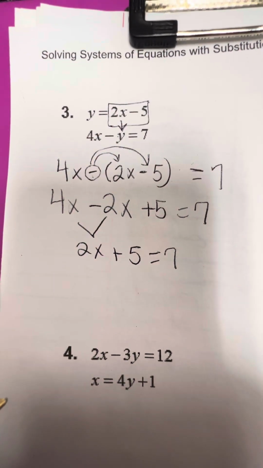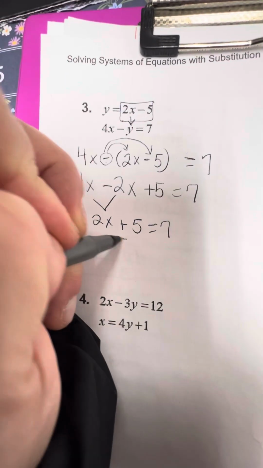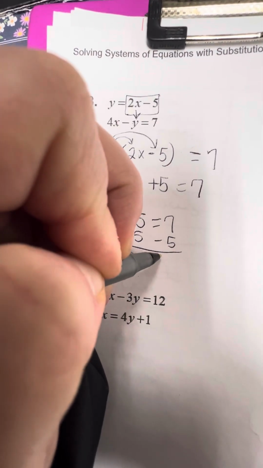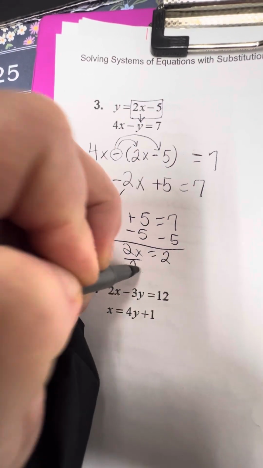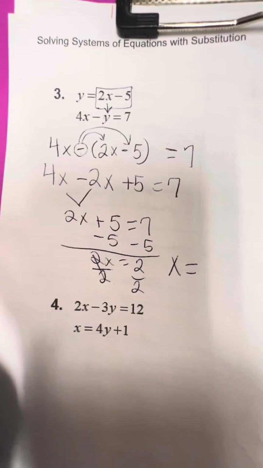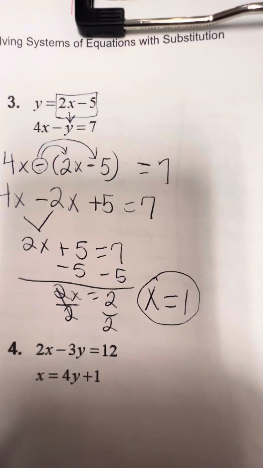And then we want to get x by itself. So we're going to subtract the 5 on both sides and then get x by itself on that last step by dividing both sides by 2. And x is equal to 2 divided by 2, which is 1. So now we know x is worth 1.